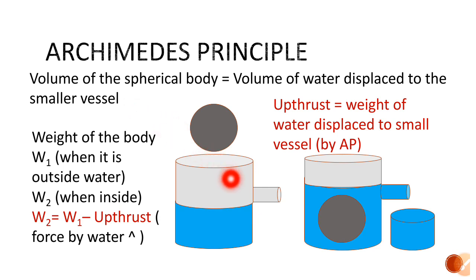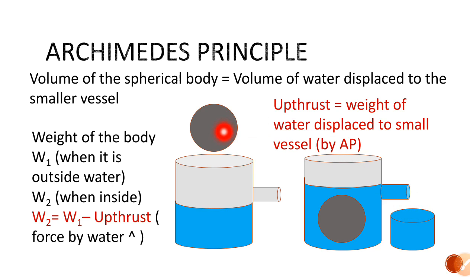See the picture first and try to understand. Here this one is the body. The spherical body is dropped in this liquid, this is water. When it is dropped in the liquid, some water flows out through this exit pipe, and this water is stored here. So the volume of the spherical body is equal to the volume of the water displaced to the smaller vessel. That means whatever the volume is present here is equal to the volume of this spherical body.